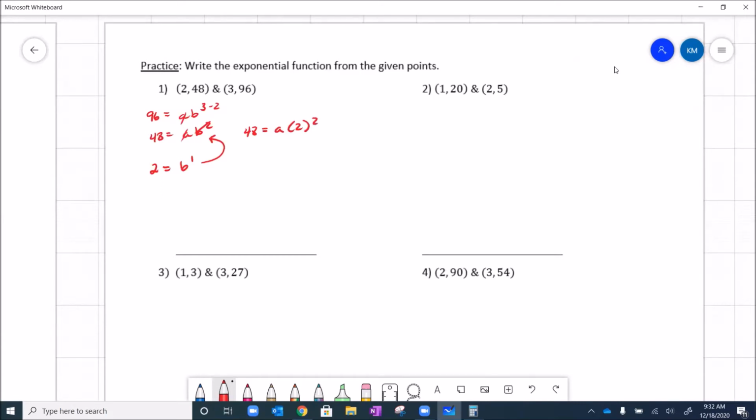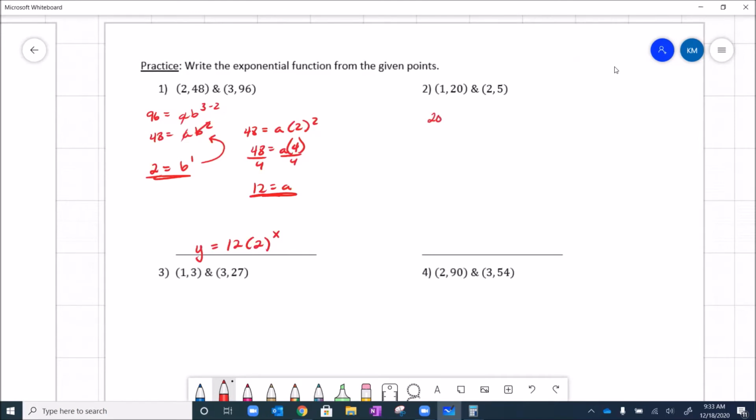I get 48 equals a times 2 squared. In this case, I have 2 squared, so I need to see what that is. 48 equals a times 4. Divide both sides by 4. 12 equals a. So I have that a is 12, b is 2, and I can write my function now. Y equals 12 times 2 to the x. Number 2.